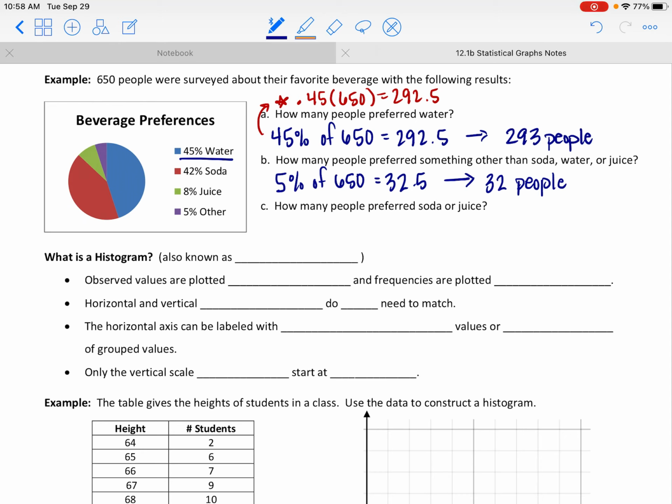Okay, and then how many people preferred soda or juice? Remember what or means. That means we want to unite those two groups. That means we can add them together. So we're going to add those together. Soda or juice would be putting these guys together. That's 50%. 42 and 8.